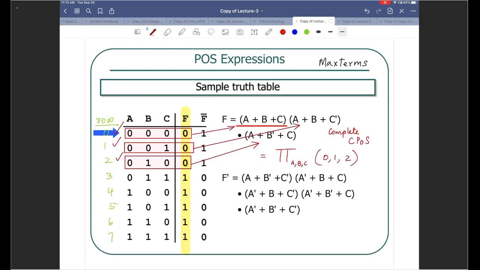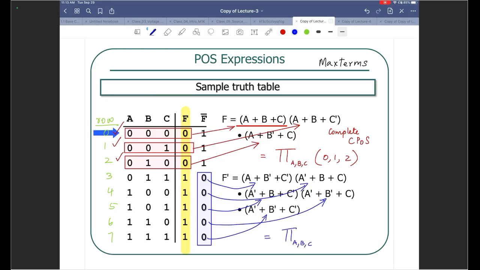And similarly for F complement, the zeros are over here. The expression has 5 terms there, and in shorthand this can be written as pi A, B, C, 3, 4, 5, 6, 7. So that would be your shorthand representation.